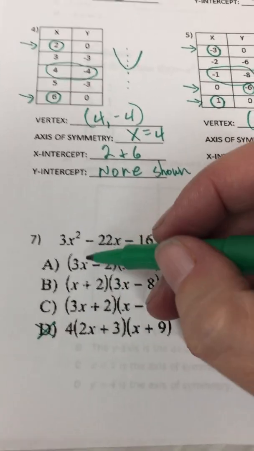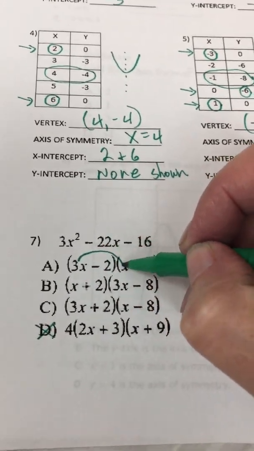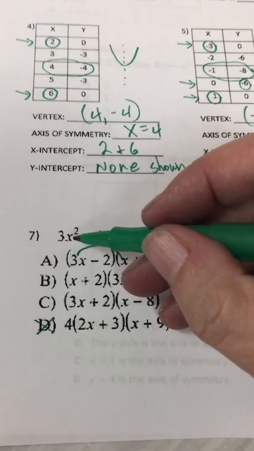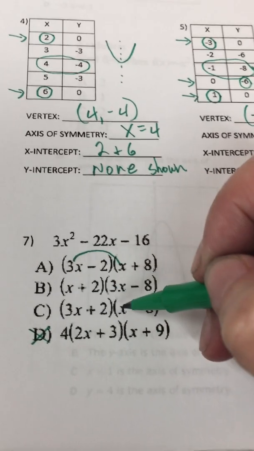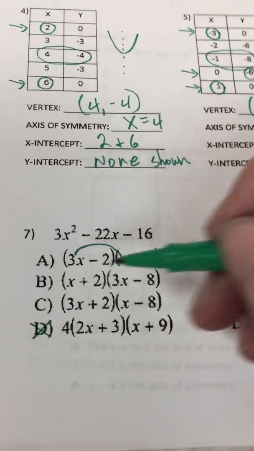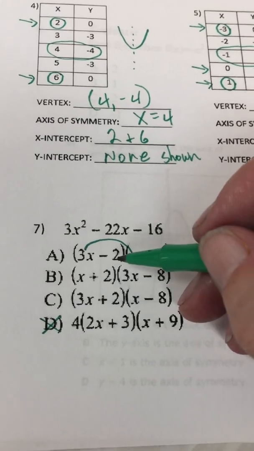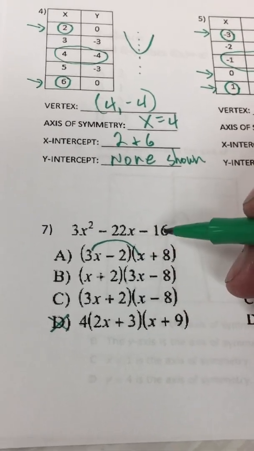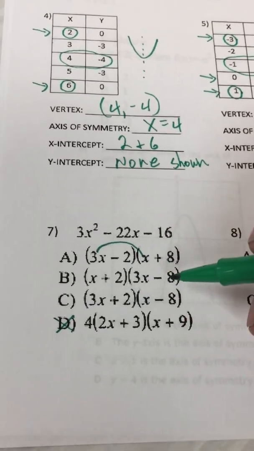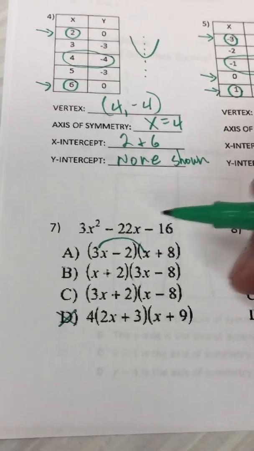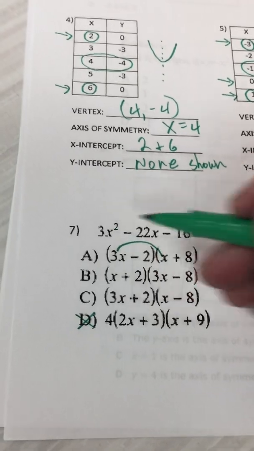So you can do double distribution. If you do 3x times x, do you get 3x squared? Yes. X times 3x? Yes, 3x squared. 3x times x? Yes, 3x squared. And those are the only 3 I'm checking. And then I can go back and do the last number to get -16. -2 times 8 is -16. 2 times a -8 is also -16, and 2 times -8 is also -16. So all 3 work for the first one and the last one.